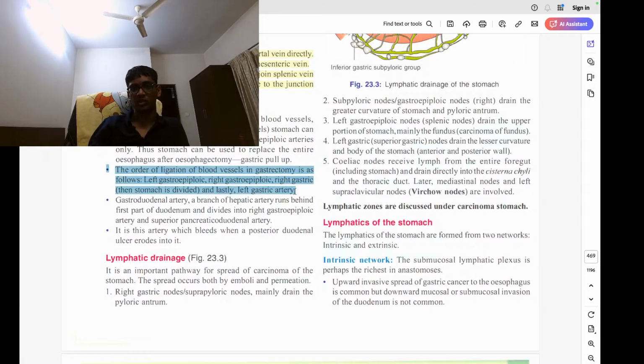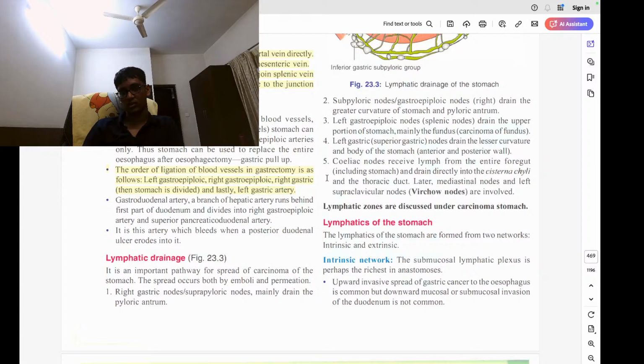The gastroduodenal artery, a branch of the hepatic artery, runs behind the first part of the duodenum and divides into the right gastroepiploic artery and the superior pancreaticoduodenal artery. So, it is this artery which bleeds when a posterior duodenal ulcer erodes it. It could come back later. Posterior superior, right gastroepiploic artery and superior pancreaticoduodenal artery.